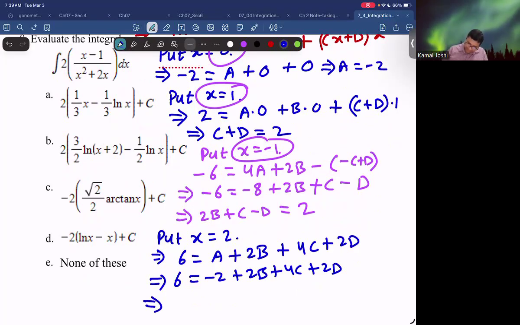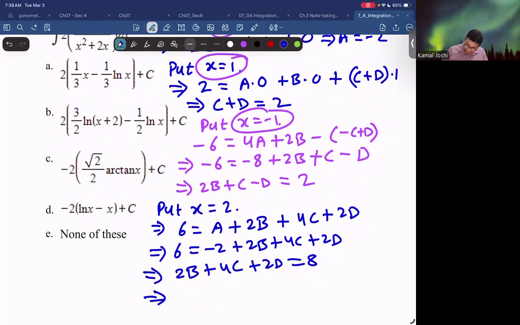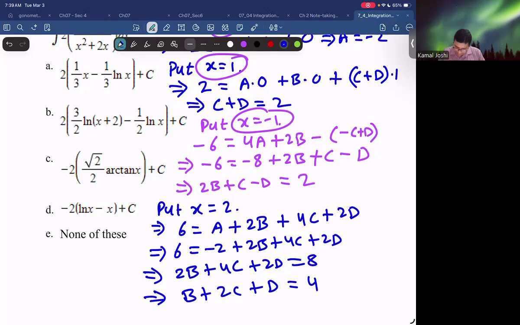And I will get 8. Let me write the b, c, d on this side. 2b plus 4c plus 2d equals 8. Divide by 2, you get b plus 2c plus d equals 4. All right, but you'll notice that this is not going to be enough.